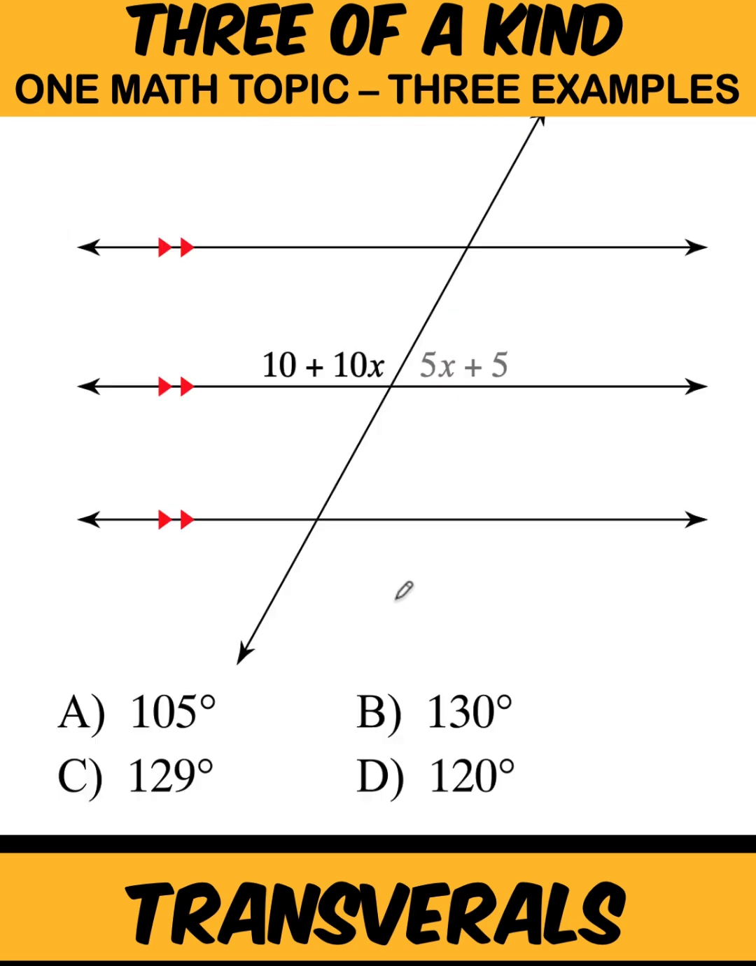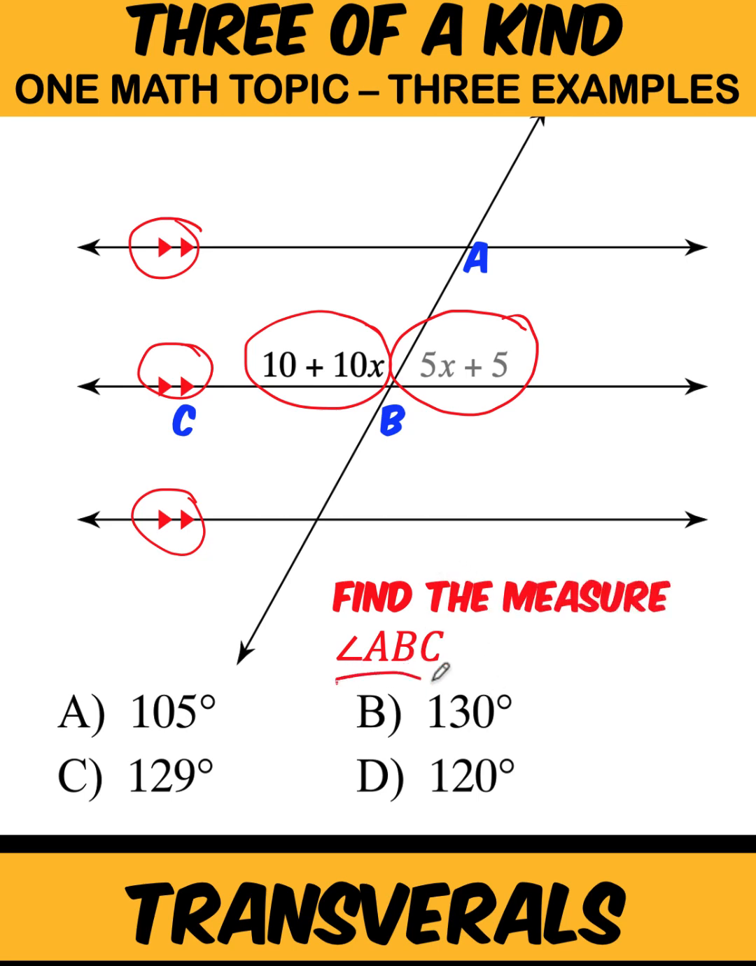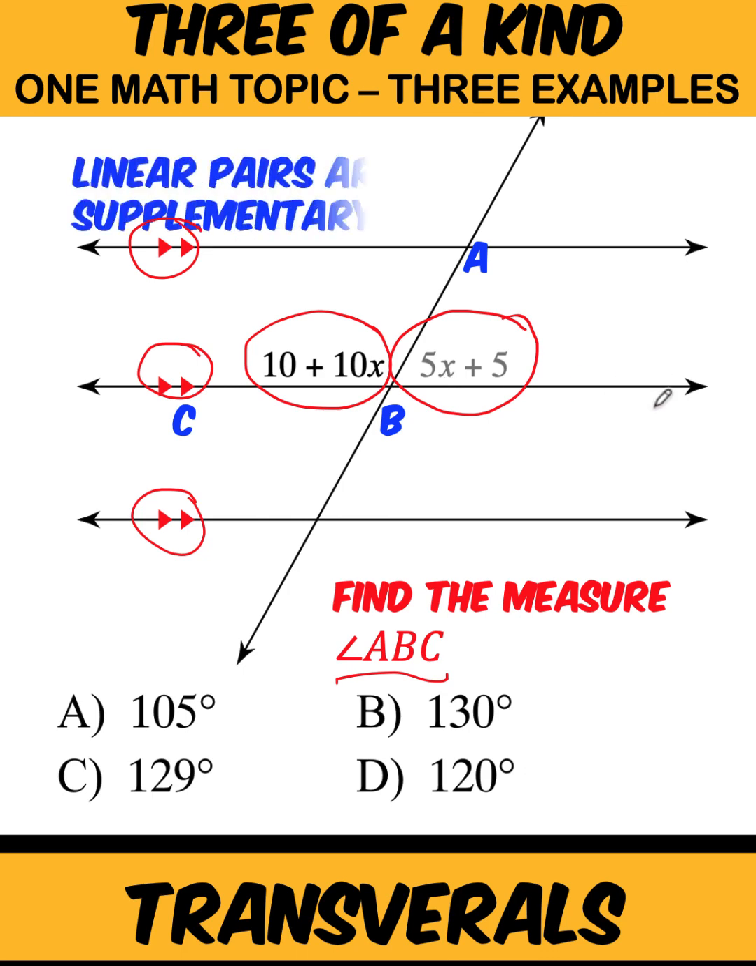Let's go to the next problem. Now, here's our problem number 3. We are given 3 parallel lines as indicated by this symbol, and this transversal AB forming 2 angles with a measure of 10 plus 10x and another with a measure of 5x plus 5. We would like to find the measure of angle ABC. Notice that the given 2 angles form a straight line, and therefore we call them a linear pair. And linear pairs are supplementary angles, meaning if you add the 2 angles, the sum is 180 degrees.